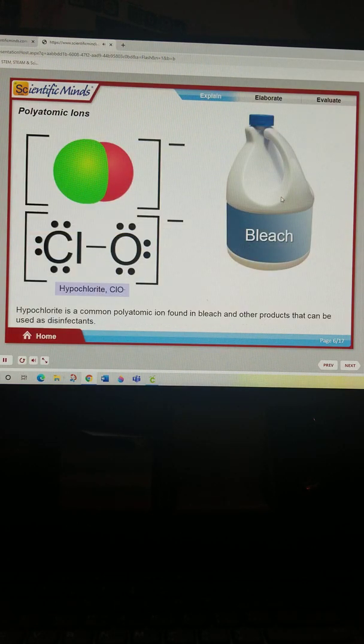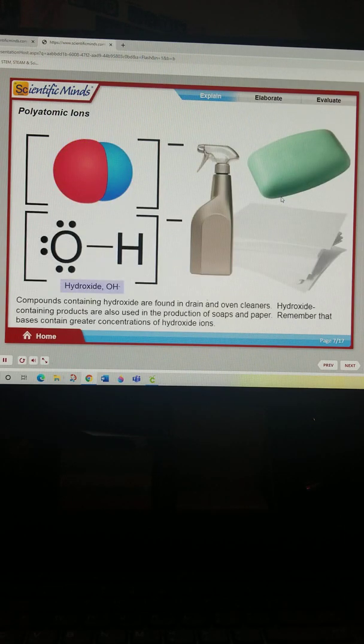Hypochlorate is a common polyatomic ion found in bleach and other products that can be used as disinfectants. Compounds containing hydroxide are found in drain and oven cleaners. Hydroxide-containing products are also used in the production of soaps and paper. Remember that bases contain greater concentrations of hydroxide ions.